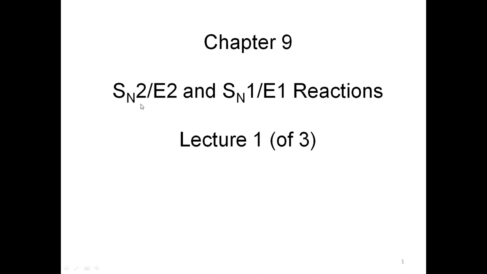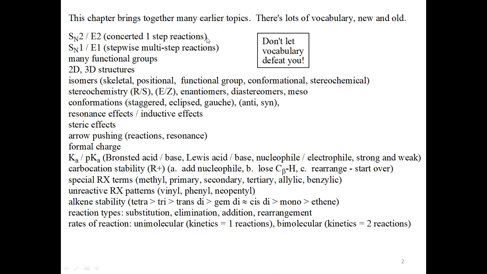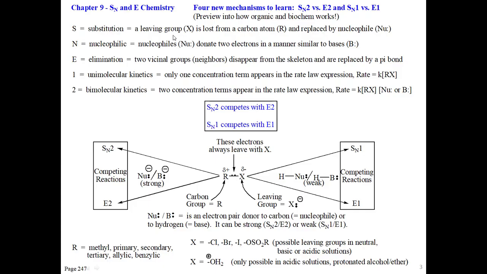This is going to be on SN2 and E2 chemistry, and also SN1 and E1 chemistry. I'm going to start off with the SN2 and E2 reactions first, and then we'll look at SN1, E1, and some other details later. This is a lot of the vocabulary. I won't go through each of these terms here, but you might stop the slide and read through it and see if you understand some of these terms, all of these terms. Hopefully by the end of the topic, they will all mean something to you. In any case, let's go ahead and get started.